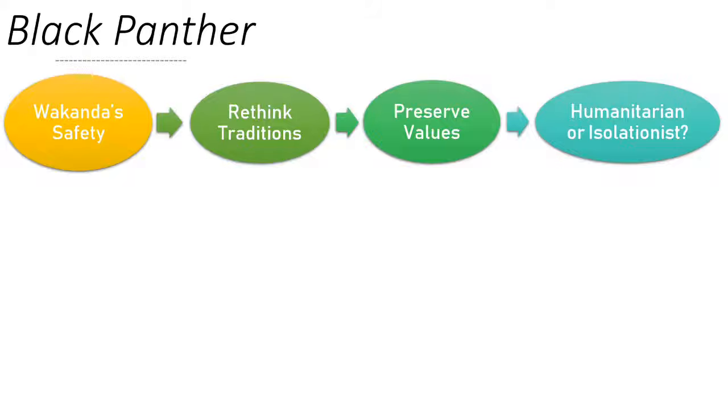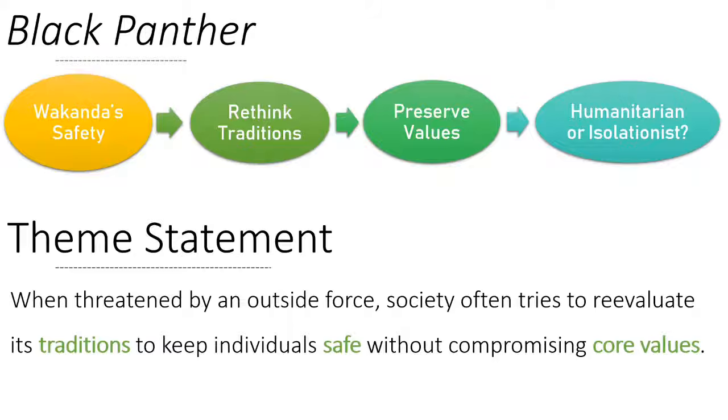So that's important because we should look for theme in quotes, symbols, settings, anything. The key to identifying theme is taking something concrete, like an object, and deriving a greater message or meaning from it. So here's our theme statement. When threatened by an outside force, society often tries to reevaluate its traditions to keep individuals safe without compromising core values. See how we've explained all of those key details in one sentence?